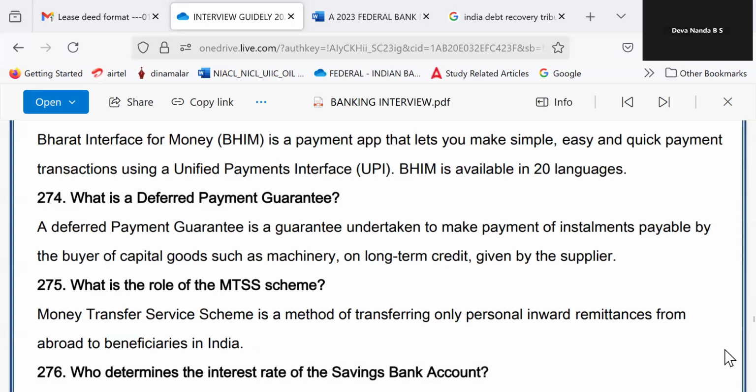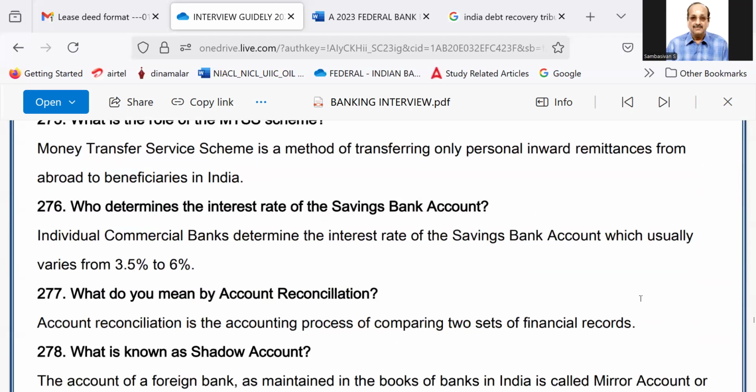Question 275. What is the role of the MTSS scheme? Money Transfer Service Scheme is a method of transferring only personal inward remittance from abroad to beneficiaries in India. Okay, continue.